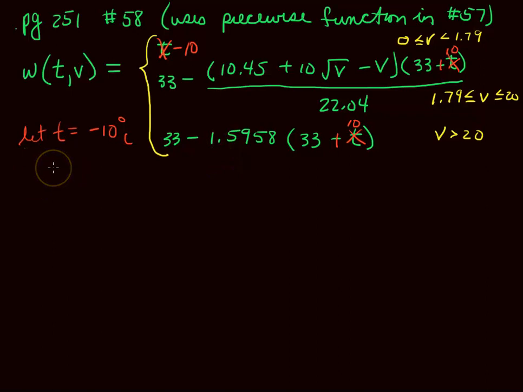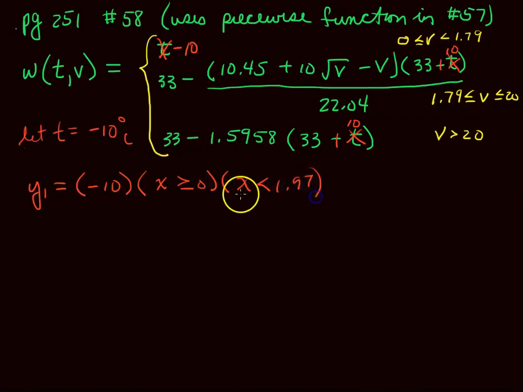And we can then put this in our calculator. In y1, you'll have to put it in as -10 in parentheses. And then for this part, you want x. We're going to use x instead of the v. x is greater than or equal to 0. And x is less than 1.97. So you're going to put that stuff in for y1.